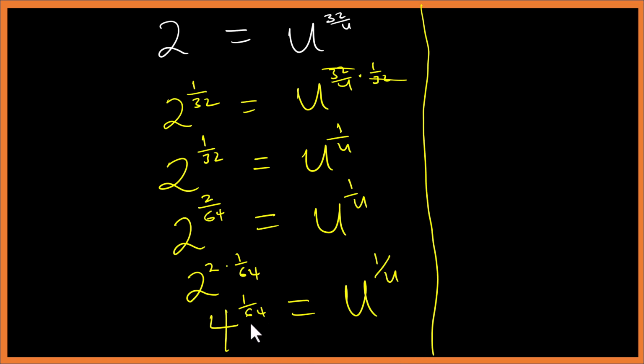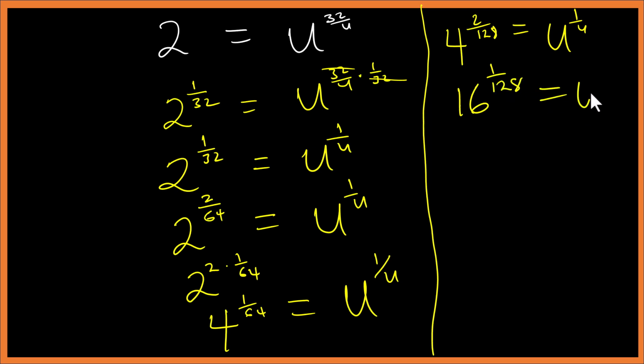Now let me go again. Since our goal has not been achieved, we are heading towards this and this being equal so that we can compare. So let's multiply this side by 2 again. So that will be 4 to the power 2 on 128 equals u raised to 1 on u. Now we can bring the 2 here. That will be 4 squared, 16, 1 on 128. So we have u raised to 1 on u.